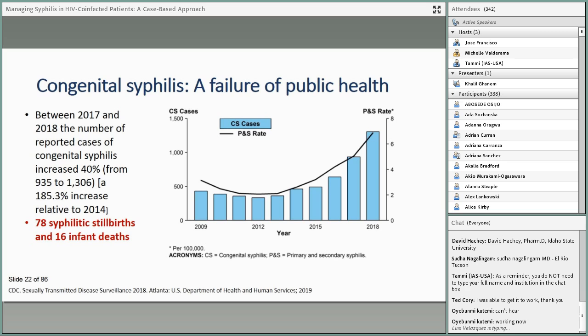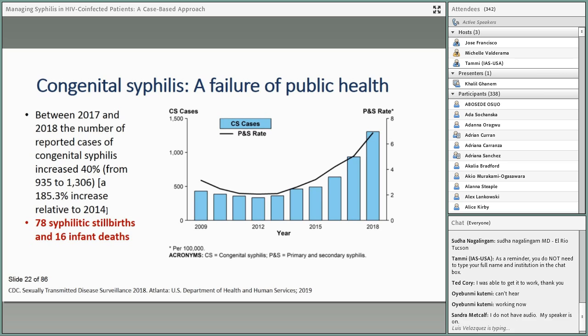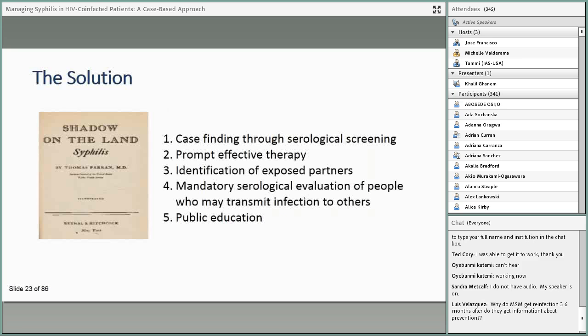Of course, when the rates of syphilis start increasing among women, then the natural fallout is that you're going to have increases in congenital syphilis. And unfortunately, that's exactly what we're seeing. Between 2017 and 2018, the number of reported cases of congenital syphilis increased 40%. Now we're at about 1,300 cases in the United States. That's a 185% increase relative to 2014, and that is really horrifying because congenital syphilis is a completely preventable infection. If a pregnant woman is diagnosed early and treated quickly, it is a preventable infection.